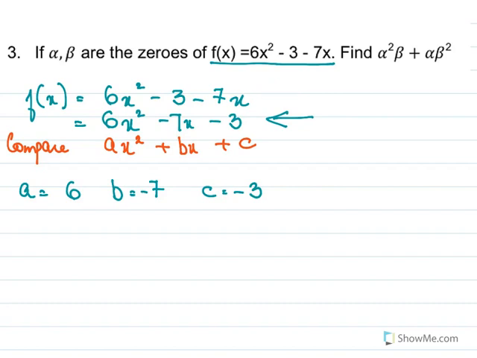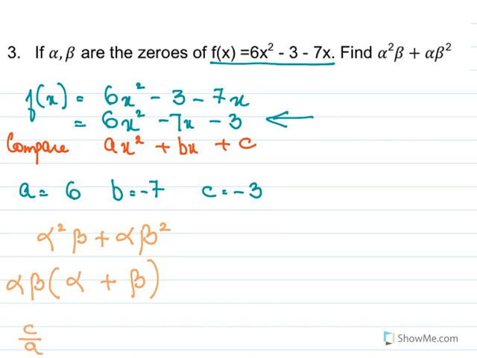Now we need to find the value of alpha square beta plus alpha beta square. Here we'll take alpha beta common out. So what remains here is alpha plus beta. Now alpha beta, you know, is c by a. So I'll put c by a. And alpha plus beta is minus b by a. So we go ahead and put the values. So we have c by a into minus b by a.